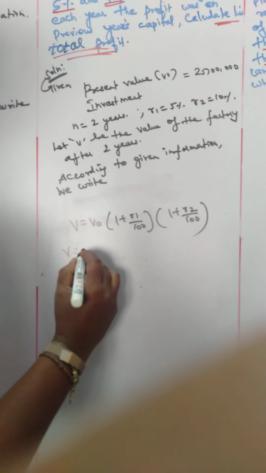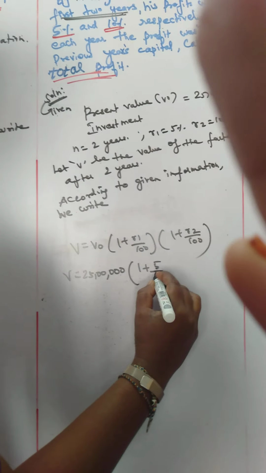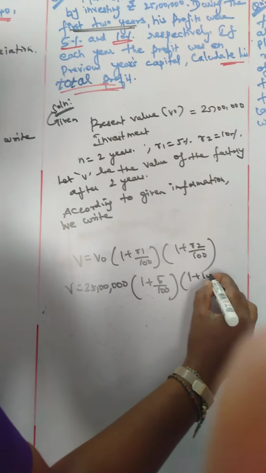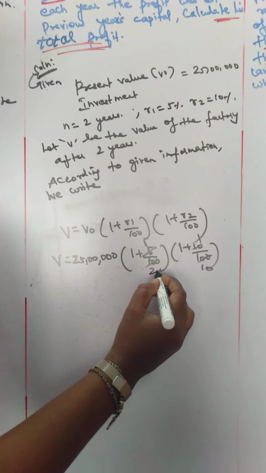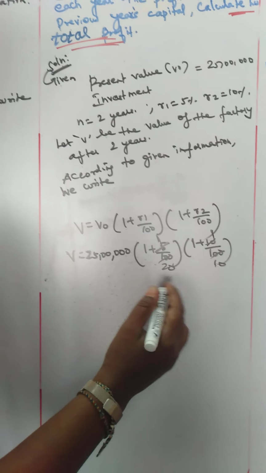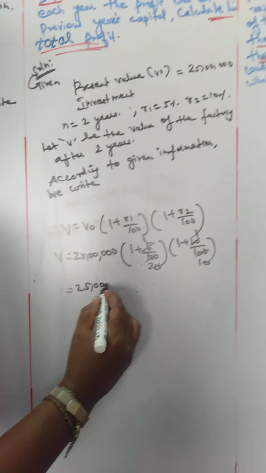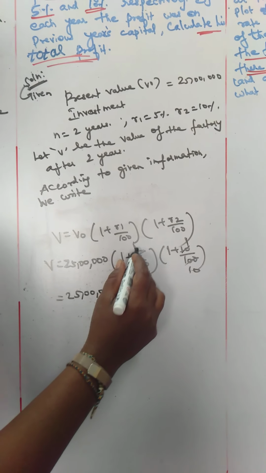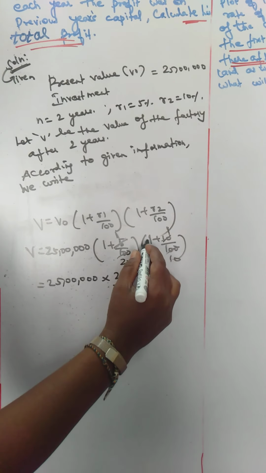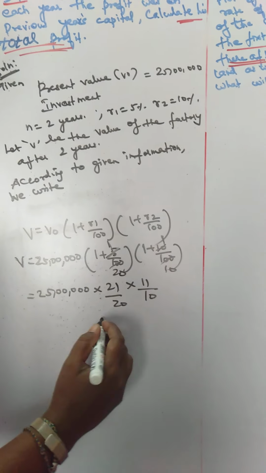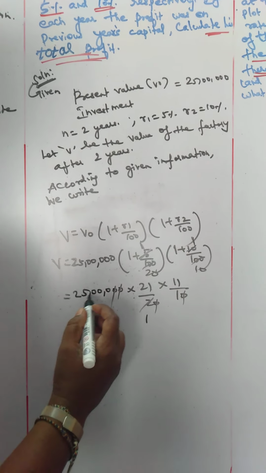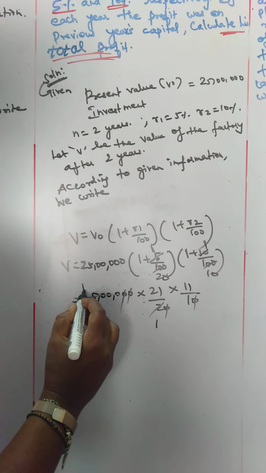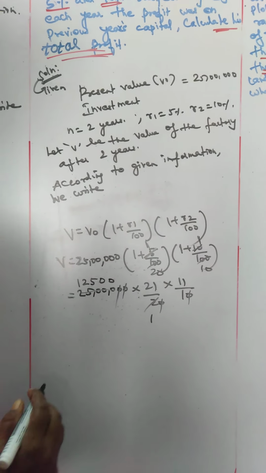Next, V is equal to 25 lakhs into 1 plus R1, 5 by 100, into 1 plus R2, 10 by 100, right? Cancel this by 5 table: 1 time, this is 20 times; this is 10 table 1 time, 10 times, right? So what you will be getting? 25 lakhs into 21 by 20 into 11 by 10. Cancel the 2 zeros, then by 2 table, 1 time, then 5 times, so 12,500.